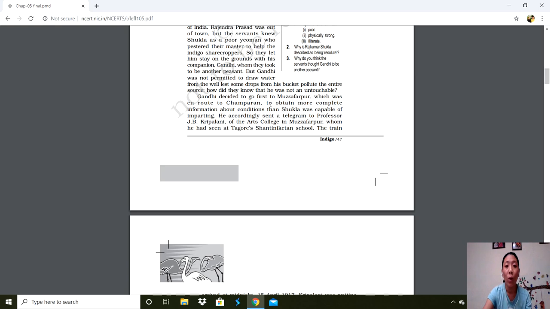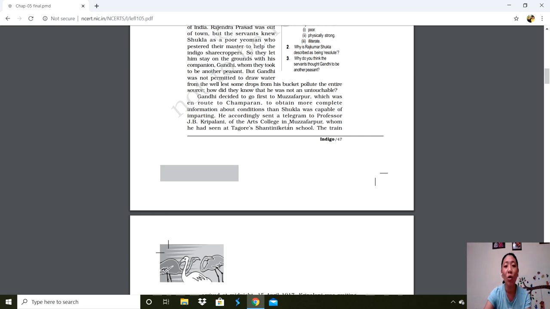All right. Why? To obtain more complete information about conditions than Shukla was capable of imparting, and imparting means sharing. So the reason why Gandhi wanted to stop at Muzaffarpur is to collect more accurate information, more information than Rajkumar Shukla could share with Gandhi. All right. He accordingly sent a telegram to Professor J.P.